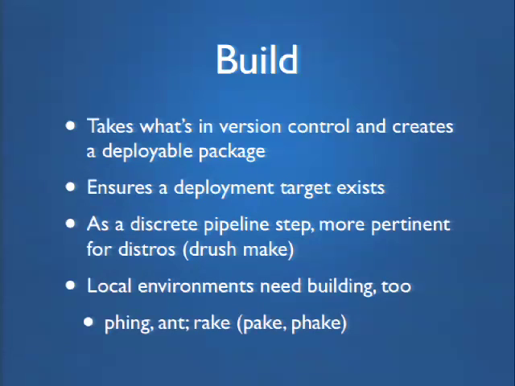So Phing is a build system in PHP, which is basically structured after Ant. It uses the same type of XML-based build files and everything. Rake, of course, is a Ruby make system. Pake and Fake are both styled after Rake, but they're in PHP. You will quickly find yourself wandering into Ruby territory as you start working with continuous delivery.